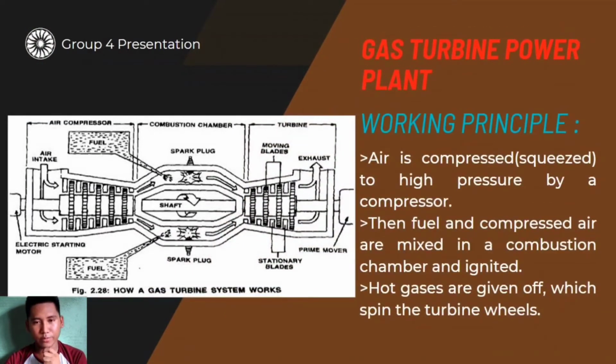Working principle of gas turbine power plant. Air is compressed, squeezed to a high pressure by a compressor. Then, fuel and compressed air are mixed in a combustion chamber and ignited. Hot gases are given off which spin the turbine wheels.